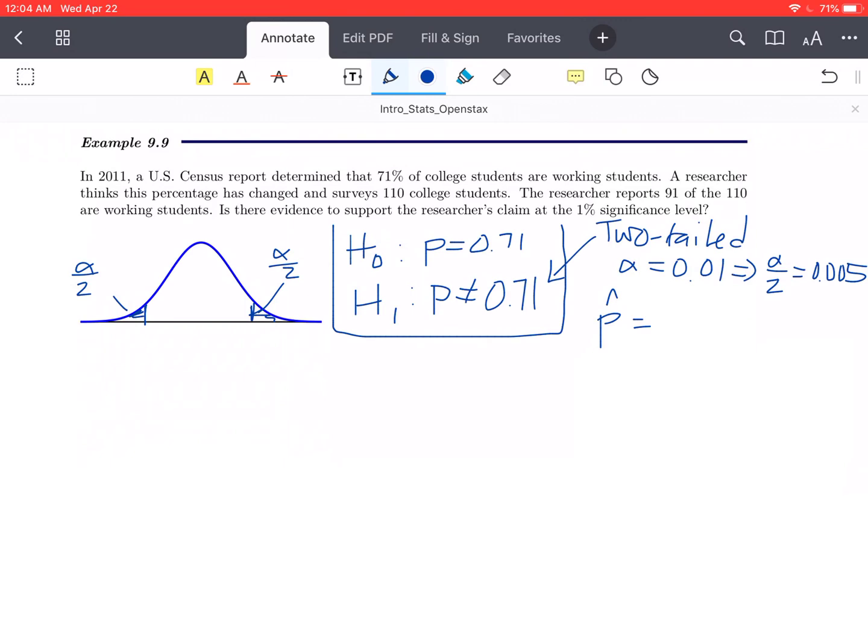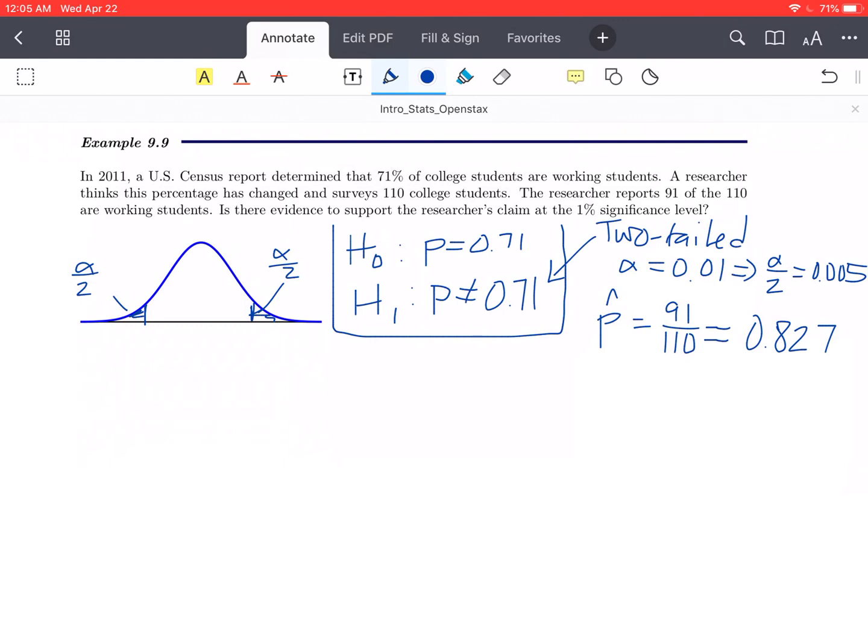Let's also get our p hat value. In his study, it was 91 out of 110, which is approximately 0.827. So about 82.7% in his study. That certainly seems higher, different than 71%, but we need to determine whether or not that is statistically significant.